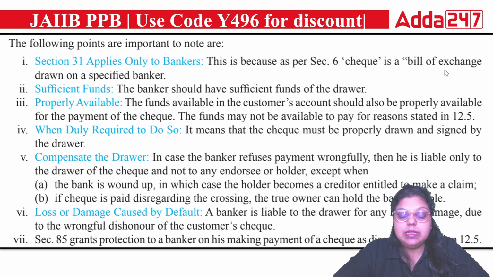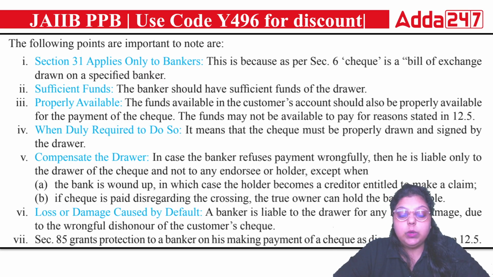Okay, now the certain important sections of the NI Act. Section 31 applies only to a banker, and this is because as per section 6, a check is a bill of exchange drawn on a specified banker. Sufficient funds means the banker should have sufficient funds of the drawer to make the payment of a check. The funds available in the customer account should also be properly available. Like, the sufficient fund is there, but that fund is in the account for the purpose of payment of taxes to the government. It means the amount is not properly available. The sufficient fund should be there in the drawer's account as well as properly available.